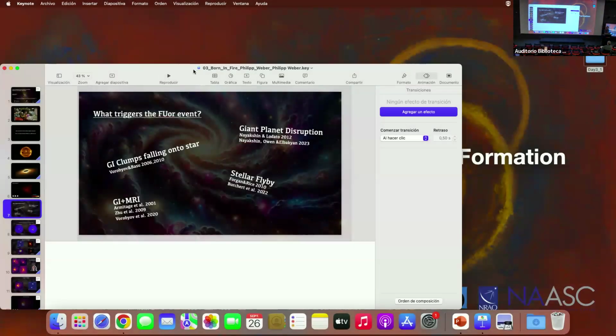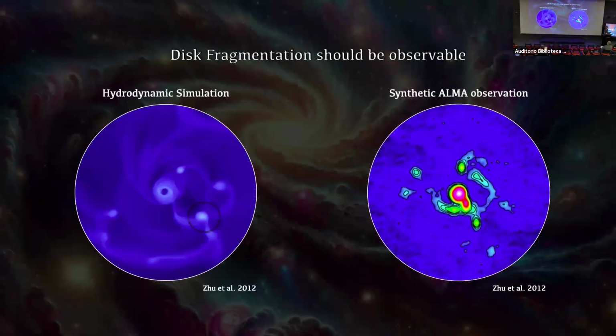Doesn't want to. Let's try here. People like Sarah and Sue in 2012 already said, okay, let's simulate this and let's see how this should appear in ALMA. Fragmenting disk simulation on the left-hand side. On the right-hand side, we can see the predicted ALMA image. And what we can see is that it should produce some observable signatures in the ALMA image.